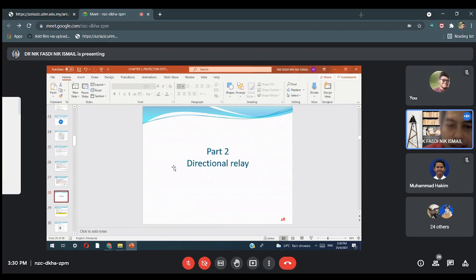So what is the directional relay? Look at the name pun kita faham. This is it operating based on the direction. Ataupun kita katakan it will operate on the forward direction only. Kalau dia reverse direction, dia tak akan operate.